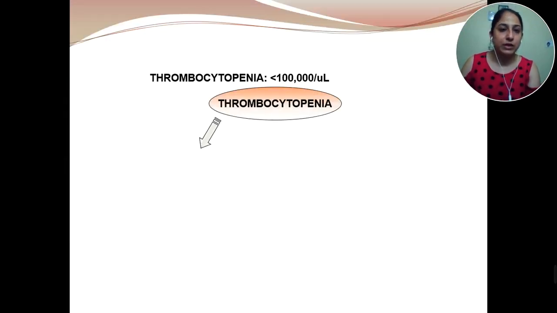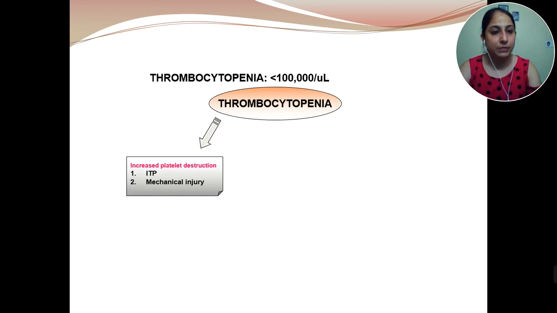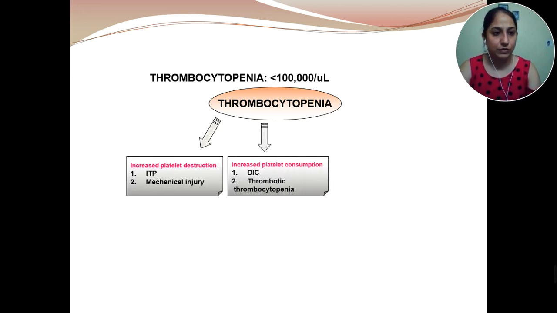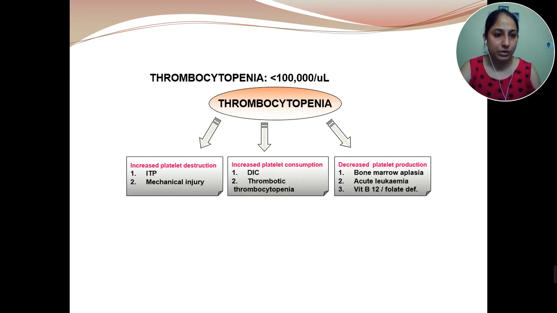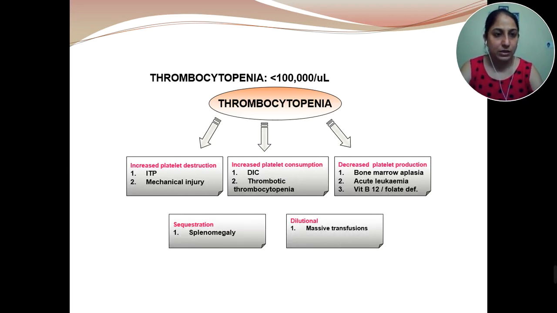Now thrombocytopenia is a count of less than 1 lakh. It could be due to various reasons such as increased platelet destruction, increased consumption of platelets, or decreased platelet production. The other factors include sequestration and dilution, that is massive transfusions. Excessive destruction occurs in idiopathic thrombocytopenia and mechanical injury. Increased consumption occurs in DIC or thrombotic thrombocytopenia. Decreased platelet production is seen in bone marrow aplasia, acute leukemia, and vitamin B12 or folate deficiency.